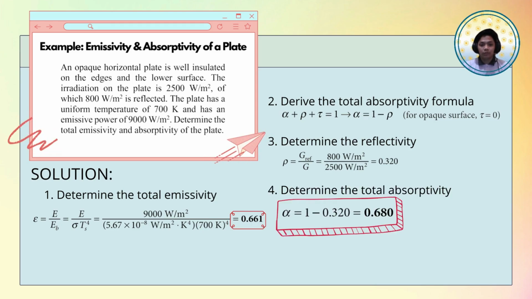Now that we have solved for the reflectivity, we can solve for the total absorptivity of the surface using the formula that we have derived earlier. Absorptivity is equal to 1 minus the reflectivity of 0.320. The total absorptivity is 0.680 in absolute value.